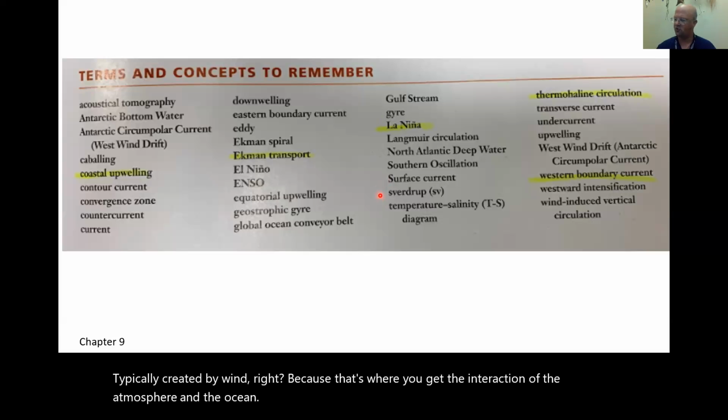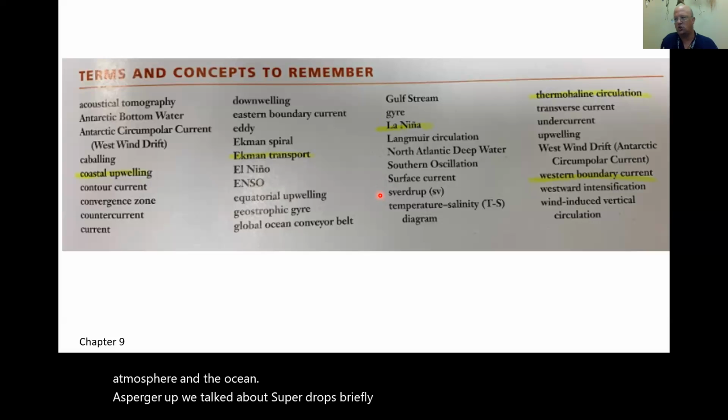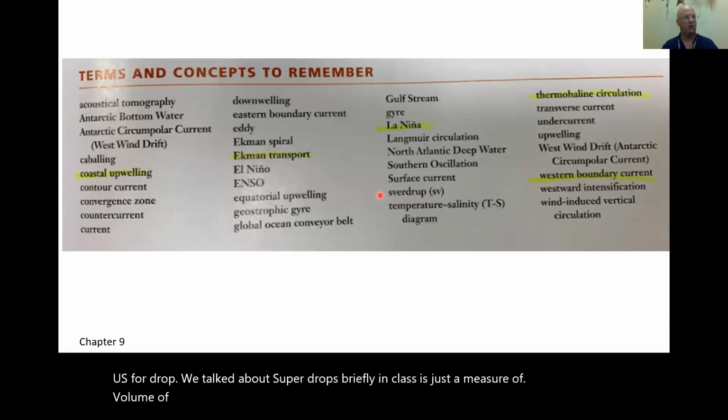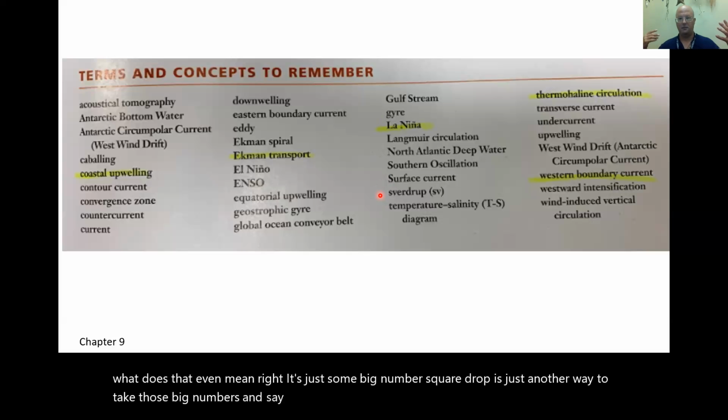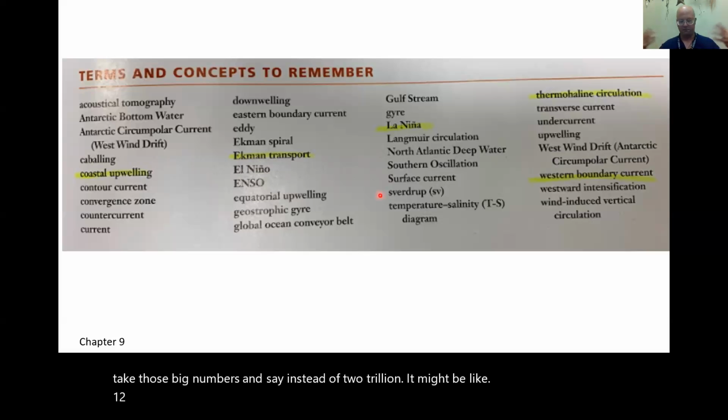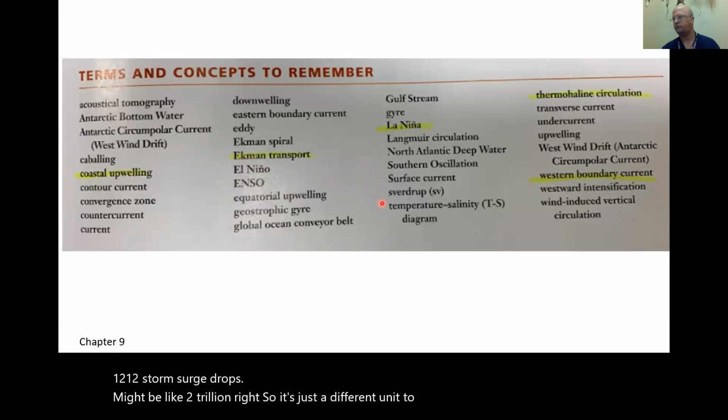Sverdrup, we talked about Sverdrups briefly in class. It's just a measure of volume of water. So when we talk about, instead of saying 2 trillion liters, right, which, what does that even mean, right? It's just some big number. Sverdrup is just another way to take those big numbers and say, instead of 2 trillion, it might be like 12, right? 12 Sverdrups might be like 2 trillion, right? So it's just a different unit to compare volumes.